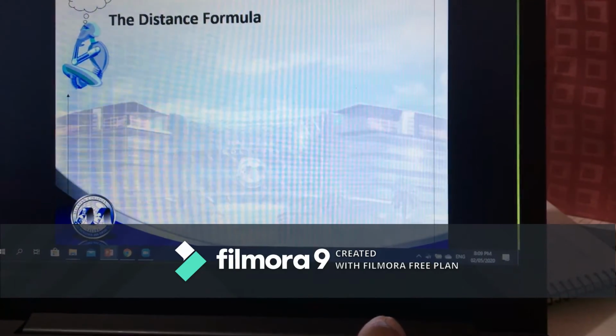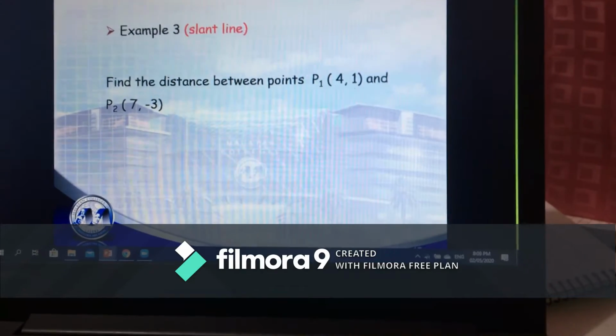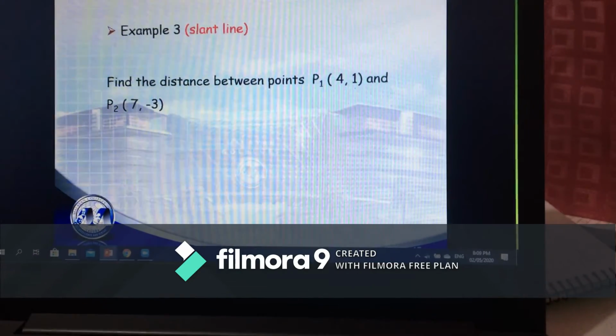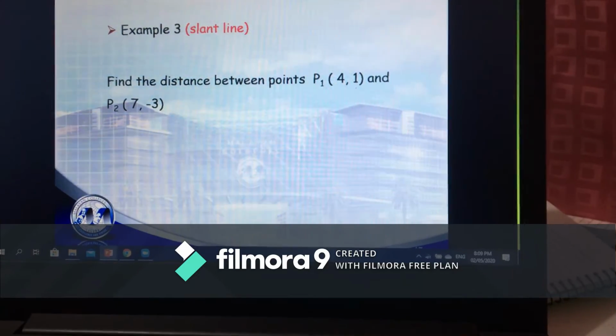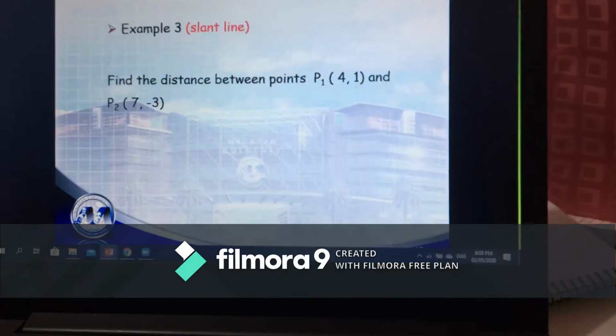Wait lang po, sir. So, ang maganda nito, class, you have to plot the points para makita mo yung situation. Sir, 5 po.